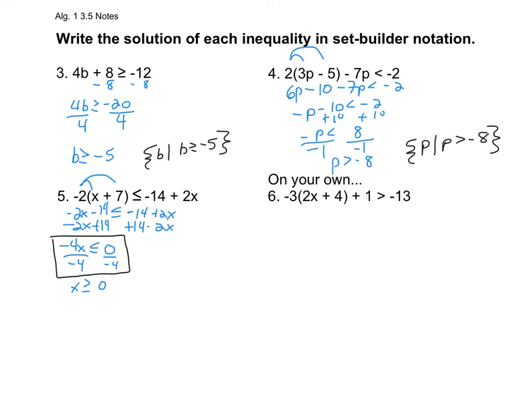So anyhow, to write this in set builder notation, oh boy, that was a bad brace. Let's write a better brace. There we go. x such that x is greater than or equal to 0. And again, I'm writing bad braces. I've got to fix those. And that is much better. Go ahead and pause the video. Try to do the algebra and the set builder notation on number 6.